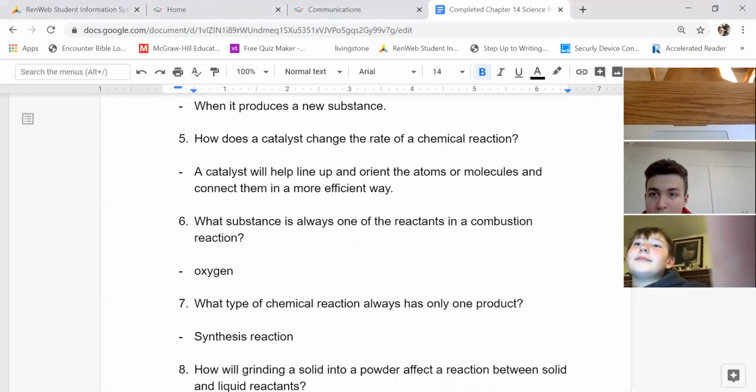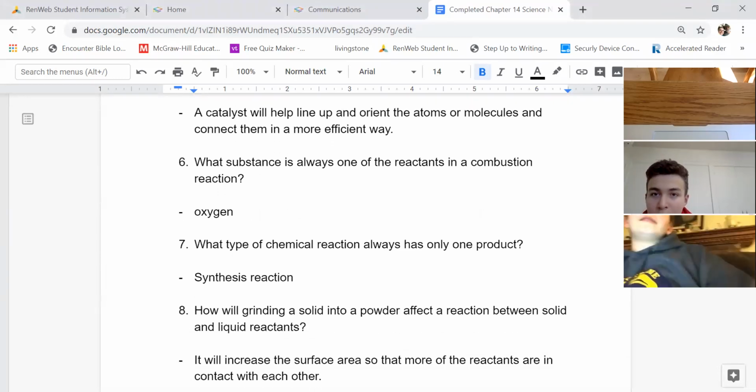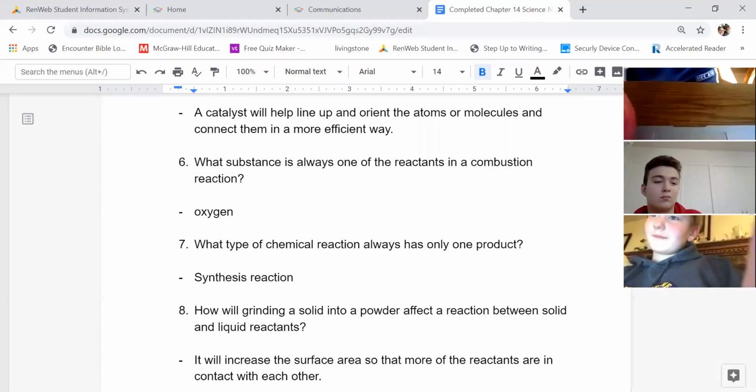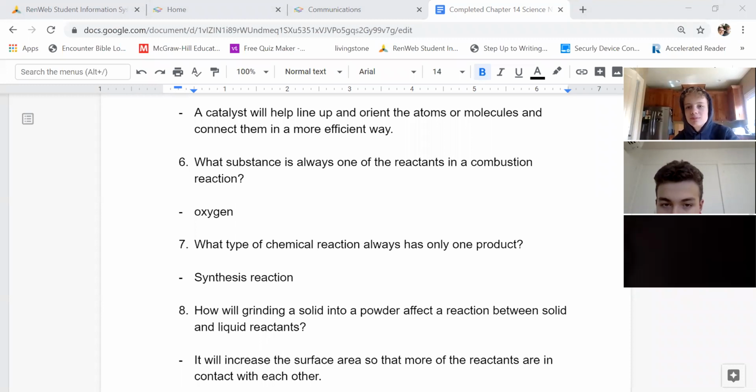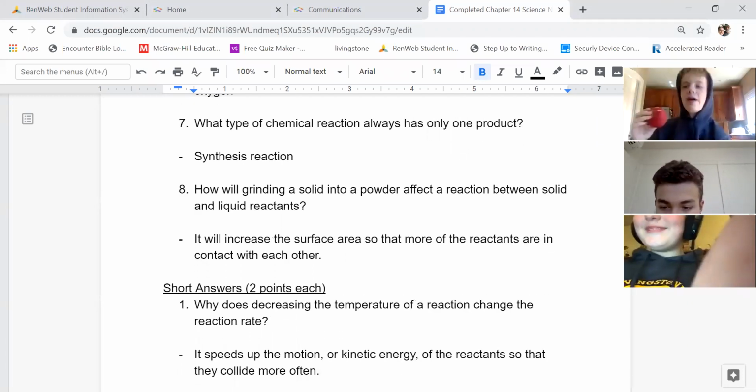All right. Number 6, what substance is always one of the reactants in a combustion reaction? Short, simple answer. Oxygen is always there in a reaction. Okay. Number 7, what type of chemical reaction always has only one product? Synthesis reaction. Okay. Selah, can you mute your, there you go.